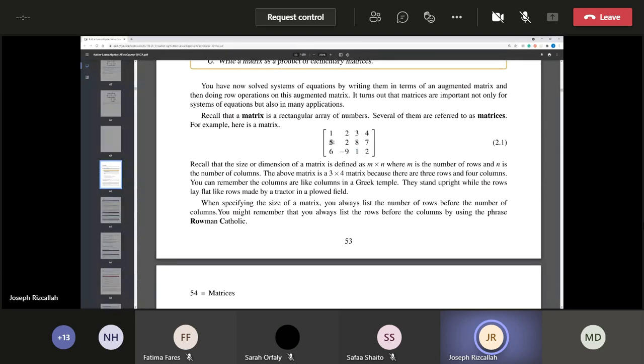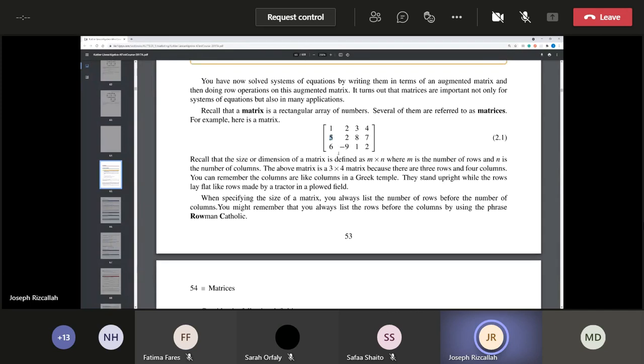For example, if you want to refer to this entry here, which is number 5, then it is in the second row and it is in the first column, so it is entry 2, 1. So the first number 2 is referring to the number of row, and the second number 1 is referring to the number of column. These numbers 2 and 1 are usually called the indices or subscripts of the entry. And usually we write them.